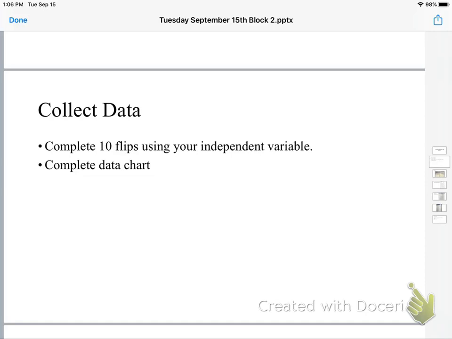So we started with science and we continued on with our bottle flipping investigation, and you need to actually get your data today. Yesterday, we put together our data chart, and you need to do 10 flips for each thing. So for instance, if your independent variable was position, you need to do 10 flips standing up, 10 flips sitting down, and 10 flips kneeling, and you need to record that data of how many landed and how many did not land. So we did that in class today, so you need to pause right now and get that done.